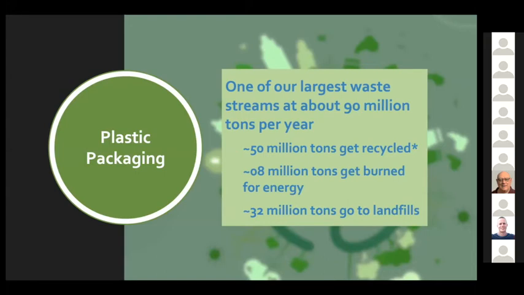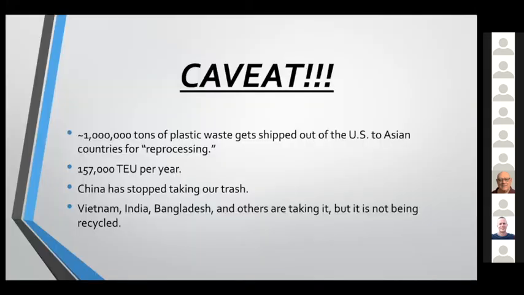Now, of the 50 million tons that gets recycled, that's not necessarily what happens to it. It goes into a recycle process, but a lot of that stuff moves away. Here's the caveat. More than 1 million tons of that plastic waste gets shipped out to Asian countries for reprocessing. That's 157,000 TEU per year. TEU is the capacity of a 20-foot container.